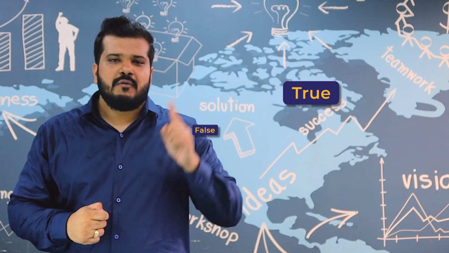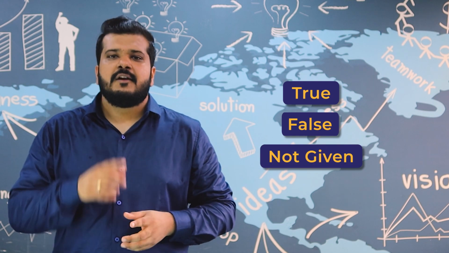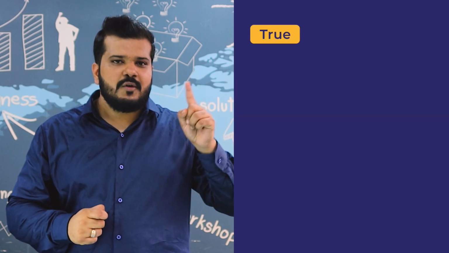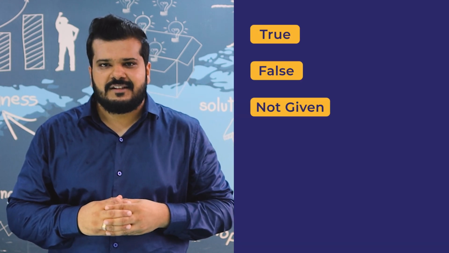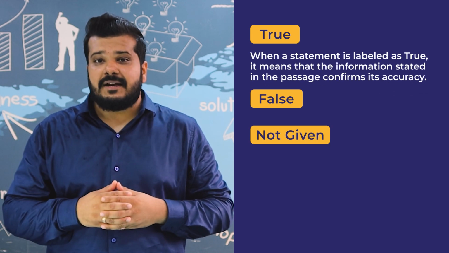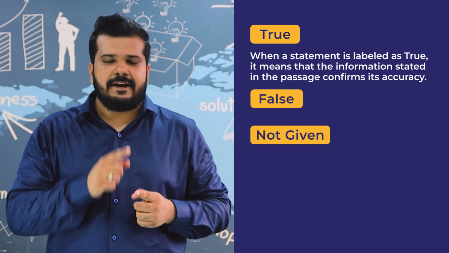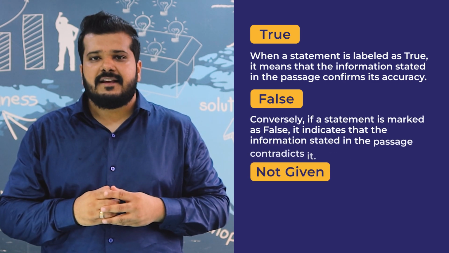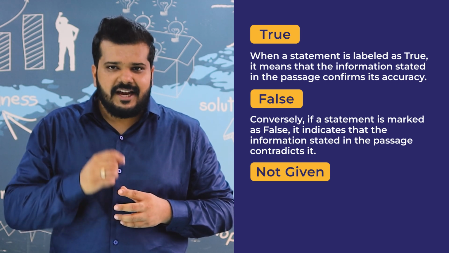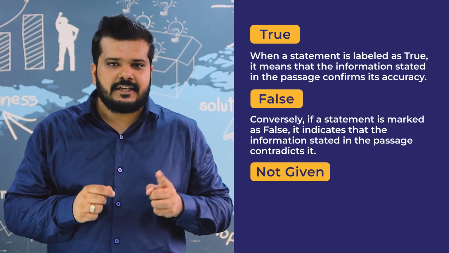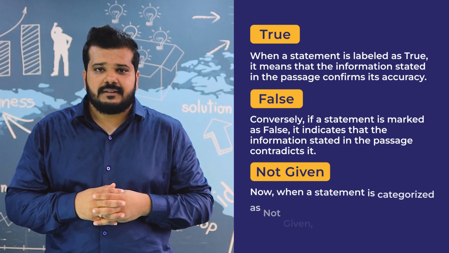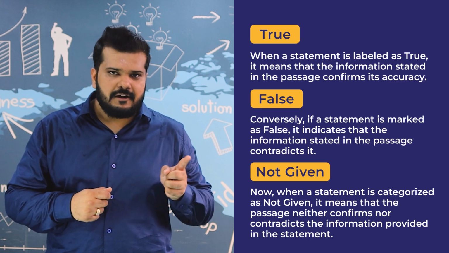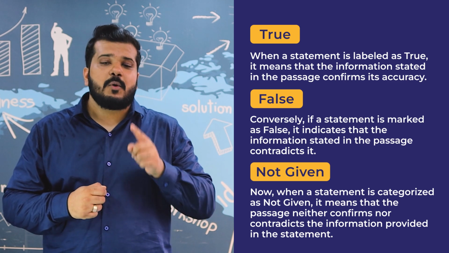Distinction between true, false, and not given questions. First and foremost, let's establish a clear understanding of the distinctions between true, false, and not given questions. True. When a statement is labeled as true, it means that the information stated in the passage confirms its accuracy. False. Conversely, if a statement is marked as false, it indicates that the information stated in the passage contradicts it. Not given. Now, when a statement is categorized as not given, it means that the passage neither confirms nor contradicts the information provided in the statement.